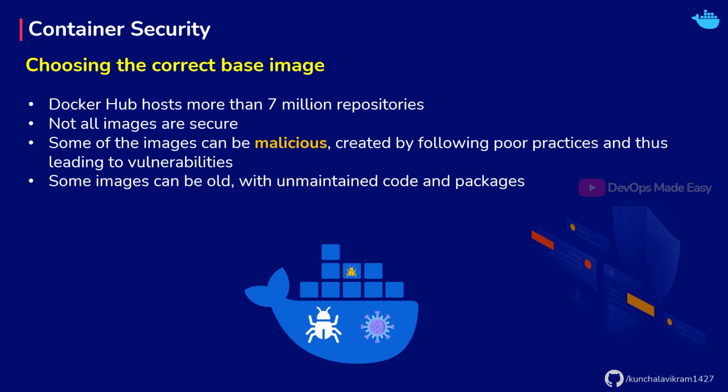Docker Hub hosts more than 7 billion repositories as of now, but not all images are secure. Some of the images can be malicious, created by following poor practices in writing the Dockerfile, and this could lead to vulnerabilities being packed into the final Docker image. Some images can also be very old, especially with unmaintained code and unmaintained packages, and these could also pack vulnerabilities into that Docker image.